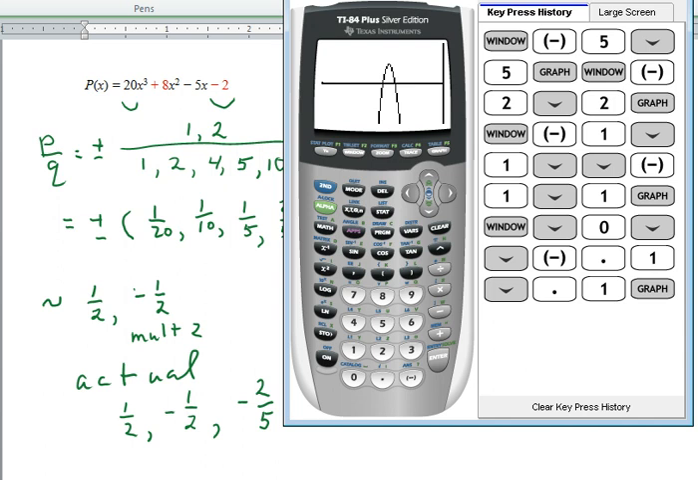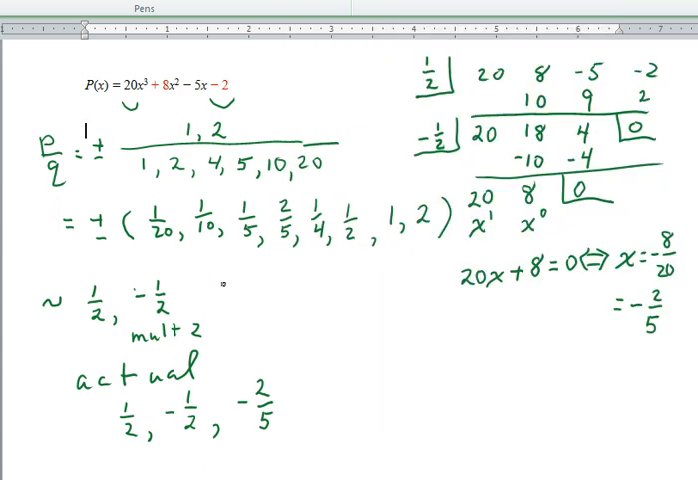But you've got to be very careful about making assumptions with these types of questions, because -2/5 was on our list as well as 1/2, but we might not have thought about using it.